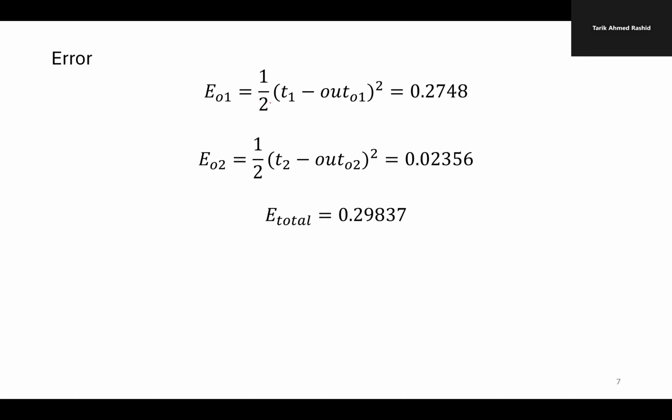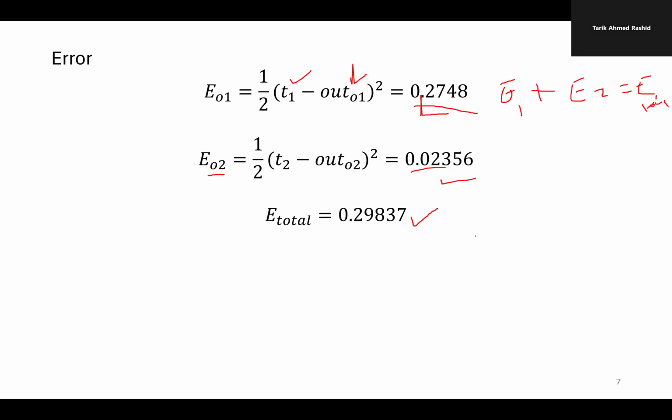The error is 1/2. We said 1/2 is a mathematical convenience to reduce the error to a minimum. So target 1 minus out, target we have it, and minus out that we found. That's the error at the first neuron. And error at the second neuron, target 2 minus out, we'll find the target. Now, E total, this one plus this one, that's E total we found. So E1 plus E2, it's E total.